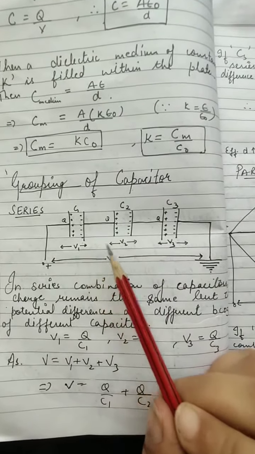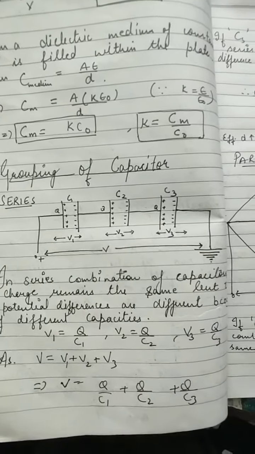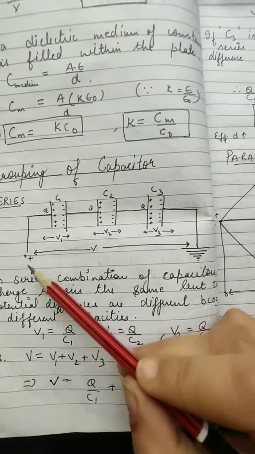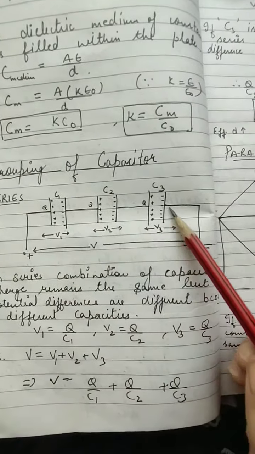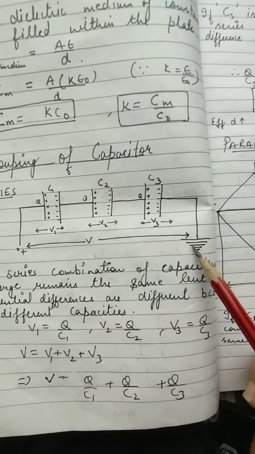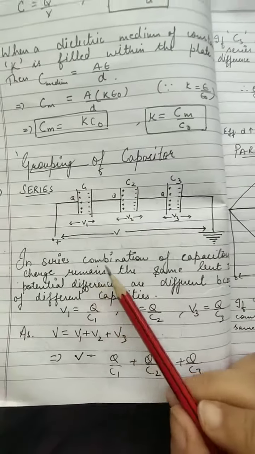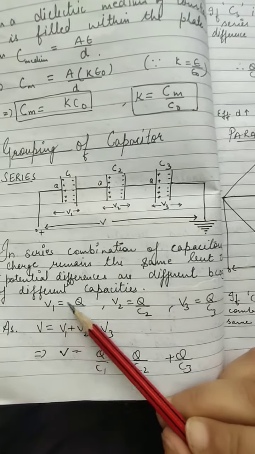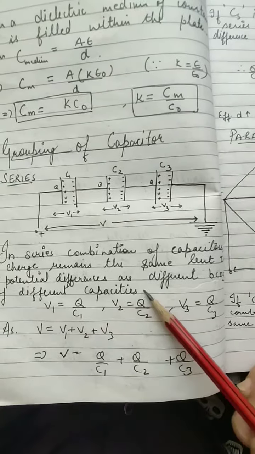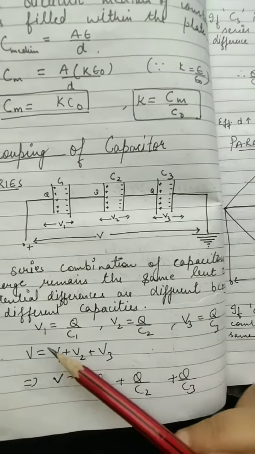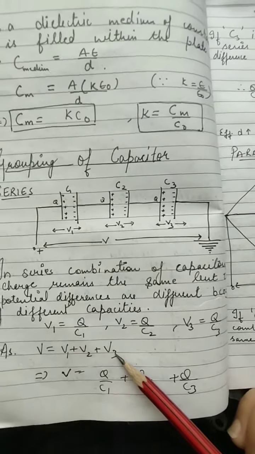In the series combination, the potential will be distributed as V1, V2, V3. The total potential will be V. This plate is connected with the positive terminal and acquires the positive charge, and this part will be connected to the earth. In a series combination, the potential difference will be distributed. So you can write V1 is equal to Q upon C1, V2 is equal to Q upon C2, and V3 is equal to Q upon C3. The total potential V is equal to V1 plus V2 plus V3.